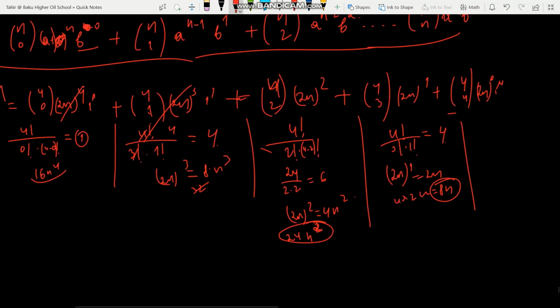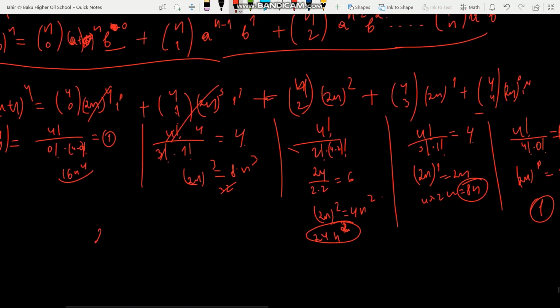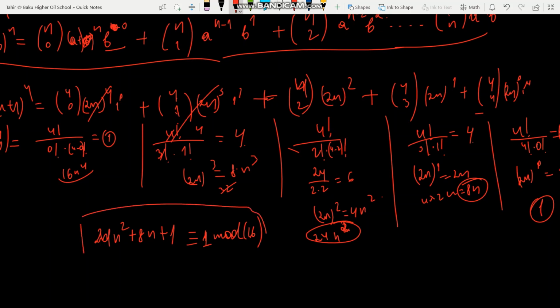And let's write it for the last one. 4 factorial divided by 4 factorial multiplied by 0 factorial, (4 minus 4) factorial, is equal to 1, and 2n to the power 0 is equal to 1, and we have one term right here. And in order to get 1 from the result, we should prove that 24n squared plus 8n plus 1 will give us 1 in mod 16. When we divide by 16, our remainder will be 1. We should just prove this one.